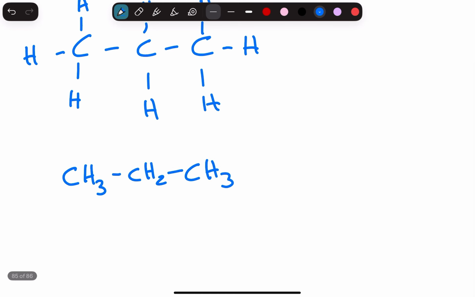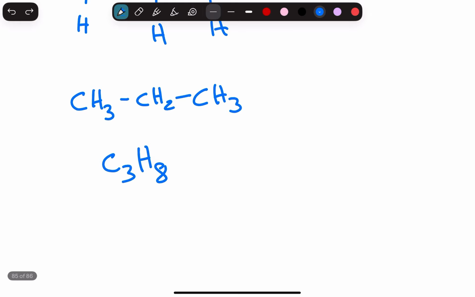But we can also do something called the molecular formula. The molecular formula is when you just add everything up. So in total we'd have 3 carbons, and then we have 3, 2, and 3, so it's going to be 8 hydrogens. So we can represent it that way.